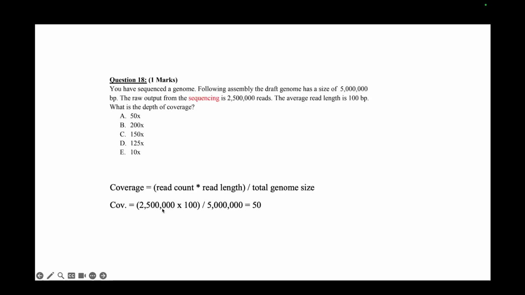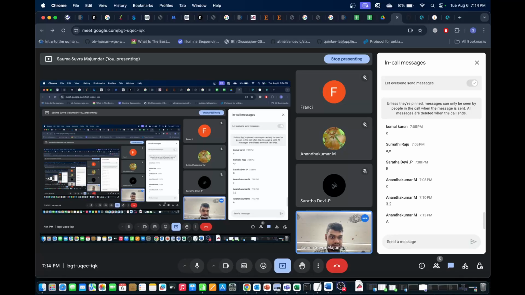This is quite straightforward. You are given the size of the genome, the number of reads, and the average read length. So your number of reads times the average read length, divided by the total size of the genome, will give you the coverage, the depth of coverage. It's basically 2.5 million times 100 divided by 5 million. So 2.5 into 100 divided by 5 comes out to be 50. It's also quite straightforward. If you have any questions?